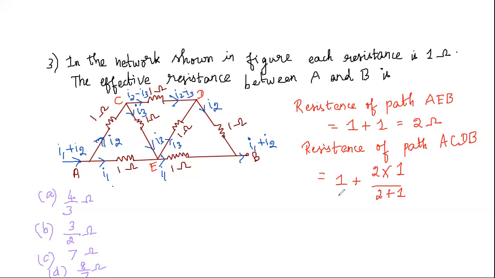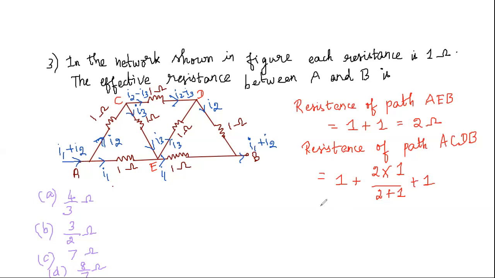So for that you are having ACDB. Okay. So you already have a 2 ohm here, and this is in parallel with this network. So you have to put like this, 2 into 1 divided by 2 plus 1. And now, what is the resistance of this combination? Plus, actually, you have one more 1 ohm resistance in series.